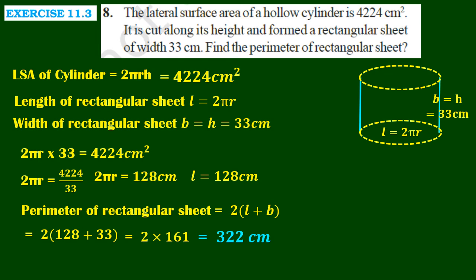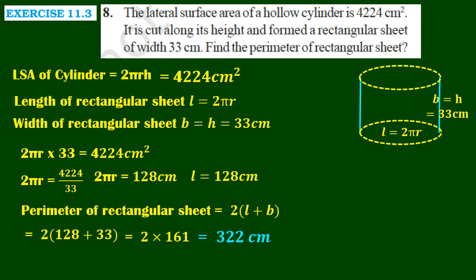Understood? The only thing you have to remember here is, if you fold a rectangular sheet to form a cylinder, the length of the rectangular sheet will become the circumference of the circle, or the base of the cylinder, and the width of the rectangular sheet will become the height of the cylinder. These two things you have to remember.